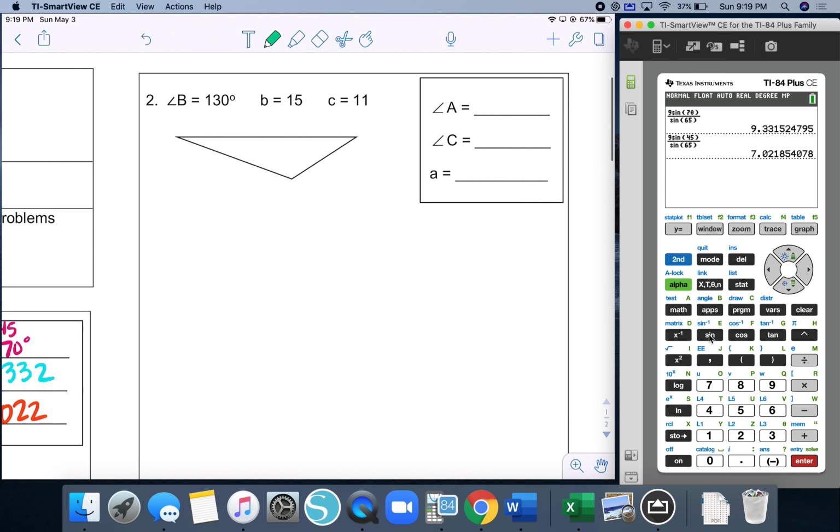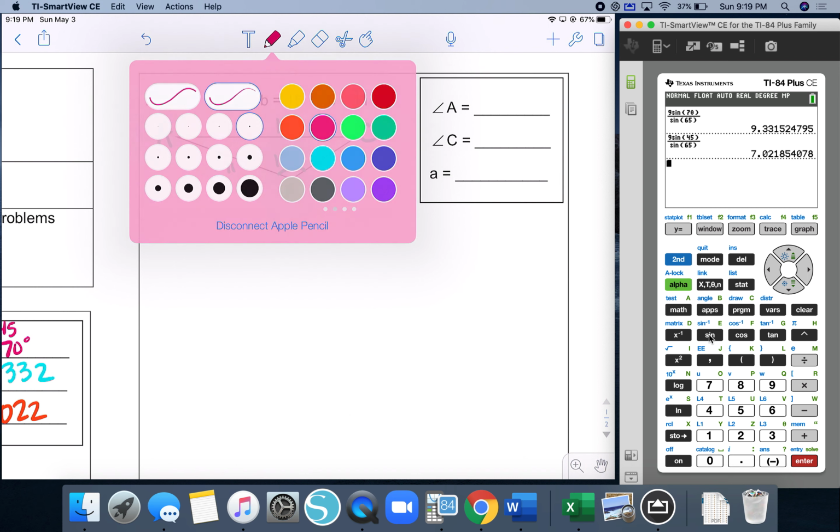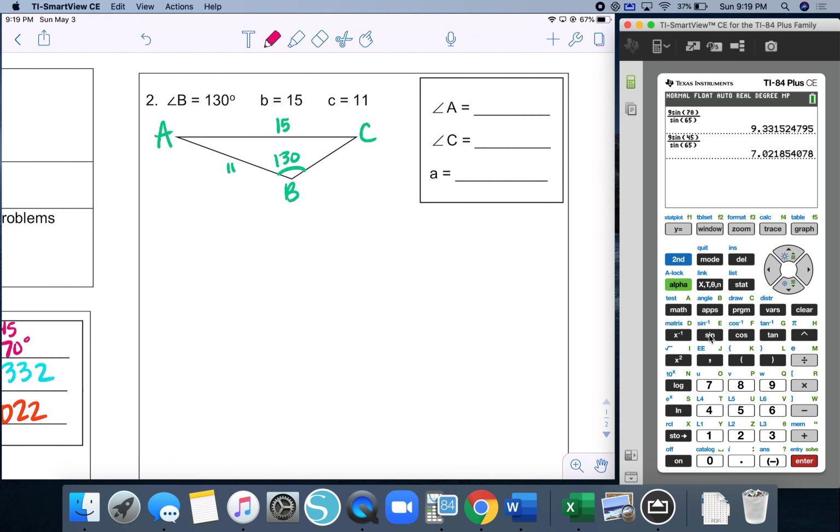So problem 2, we're only doing 2 problems. I have triangle A, B, C. I only know angle B. I know side B is 15 and side C is 11. Now remember, when you're setting up your first proportion, you can only set it up with one unknown.